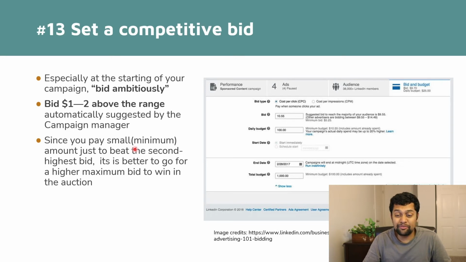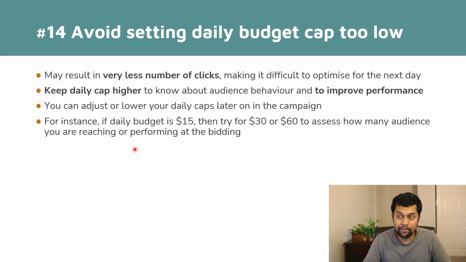And a lot of times we think, hey, if the suggested bid is $5, why don't we bid $4? Well, that's not smart. If it's $5, bid 5.5 or $6. Win the auction, because you're not going to spend a lot more money on that. That's again a good way to make sure that you win the auction and you get maximum reach.